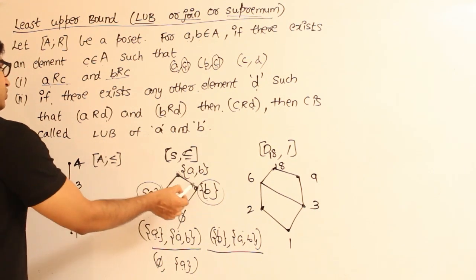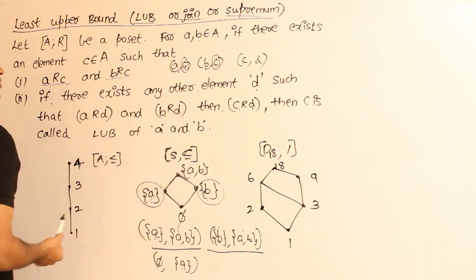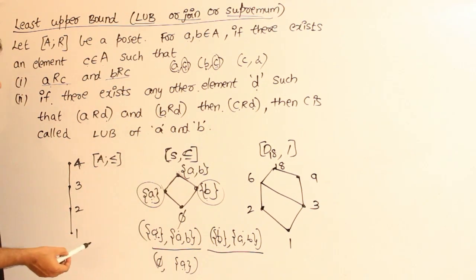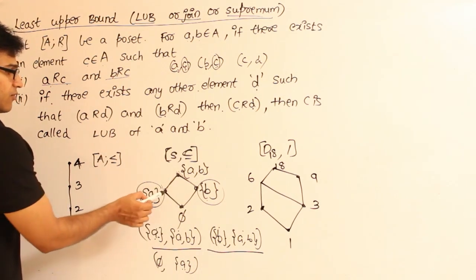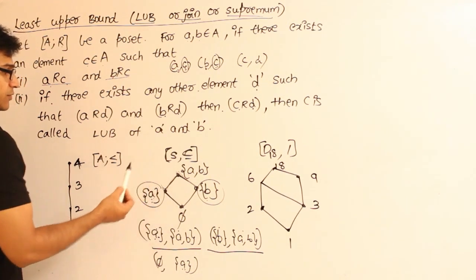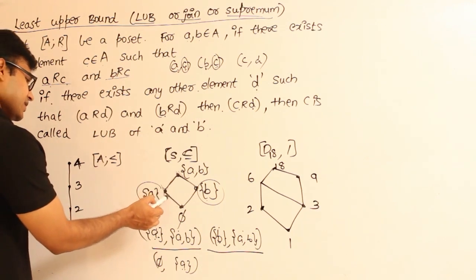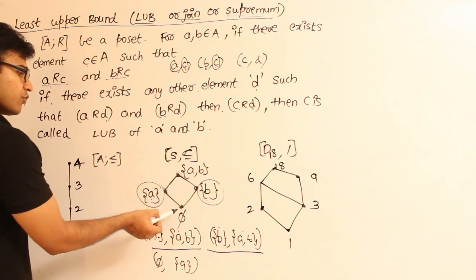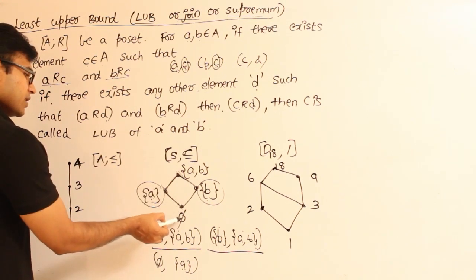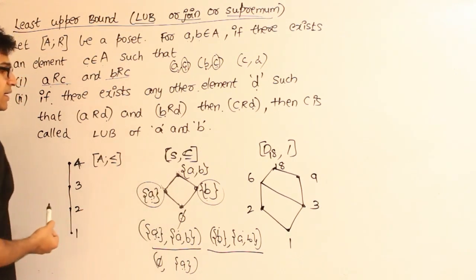Now for these two elements, it is very clear you are able to find out. What about if I want to find out the least upper bound of A comma phi, what can you say about it? These two, if I see these two, they both are going to join here itself at A. Therefore, least upper bound of phi and A is A itself.